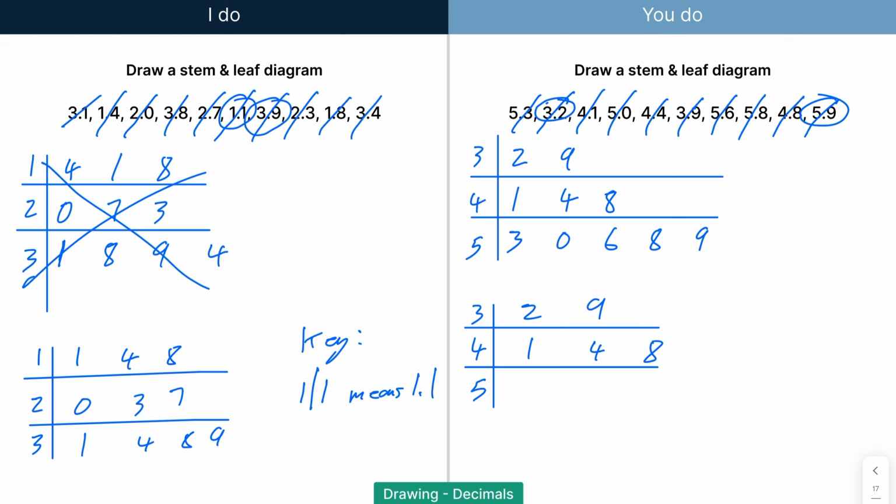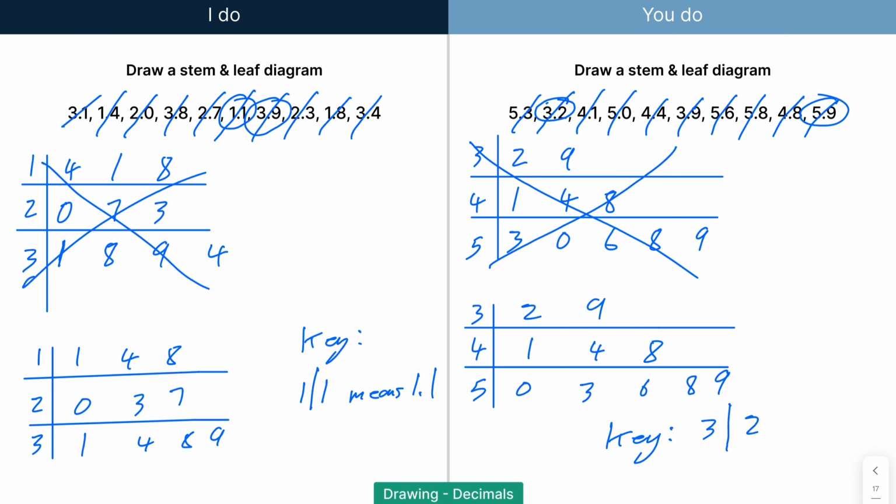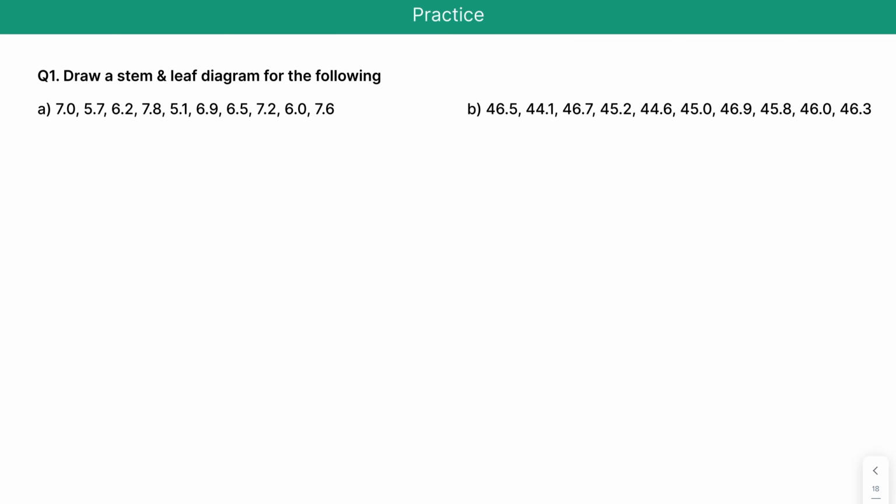That's 4, 1, 4, 8, and that's 5, 0, 3, 6, 8, and 9. And so we're going to cross this off because we don't need that anymore, and then we just need to put the key. So for the key, we have 3, 2 means 32. No, not 32, sorry, 3.2.